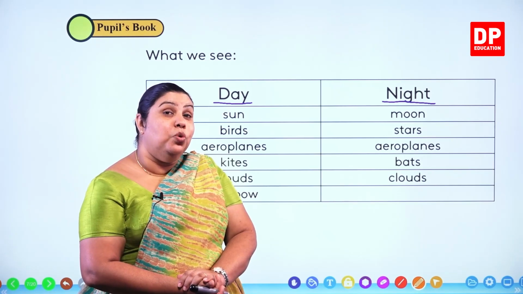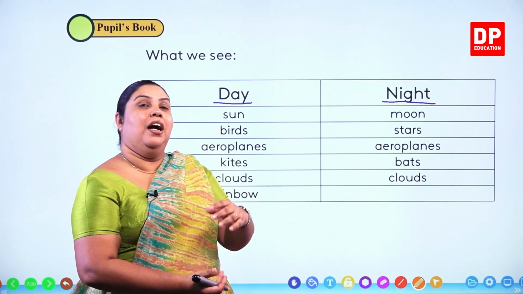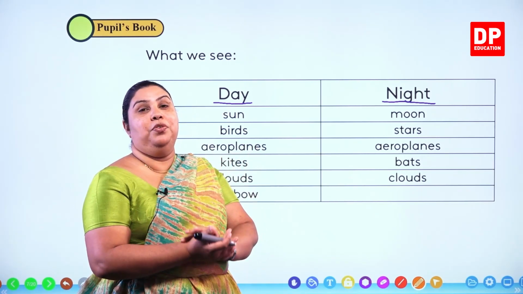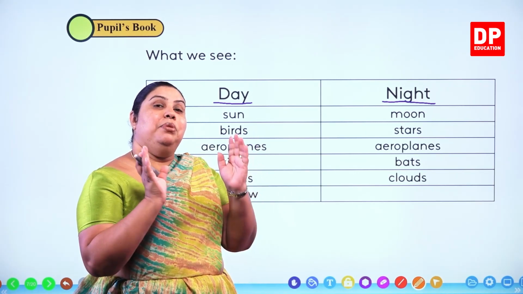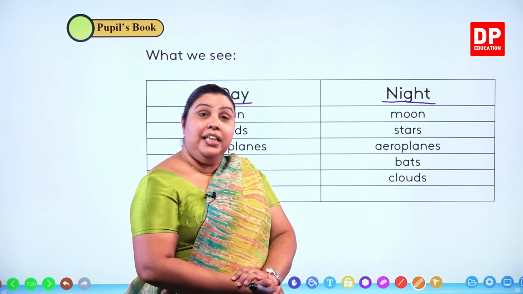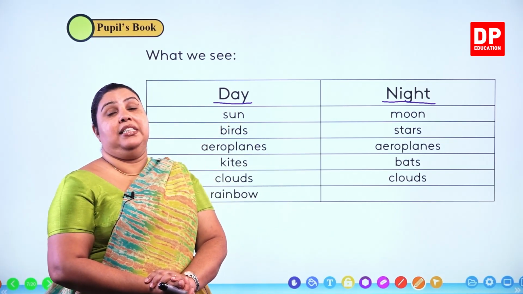We can see the moon in the night. The moon comes out nice and beautiful in the sky. We can see the bright, beautiful moon. Then we can see stars in the sky.